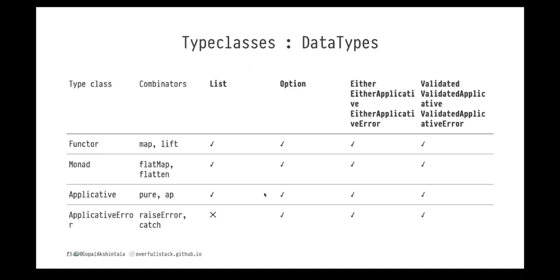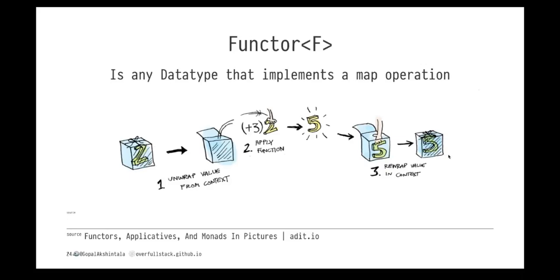So again, this table, just to give you an idea of what is what. A list is something you must have all used, wherein we can do a list.map, and then we provide a function wherein it transforms it. And that's called functor. But we're going to get into details. I'm just giving you a high level overview of what is what. A list is all three, but it's not an applicative error. An option is all four. And this table, we're going to come back to again. Awesome. So let's start with functor.